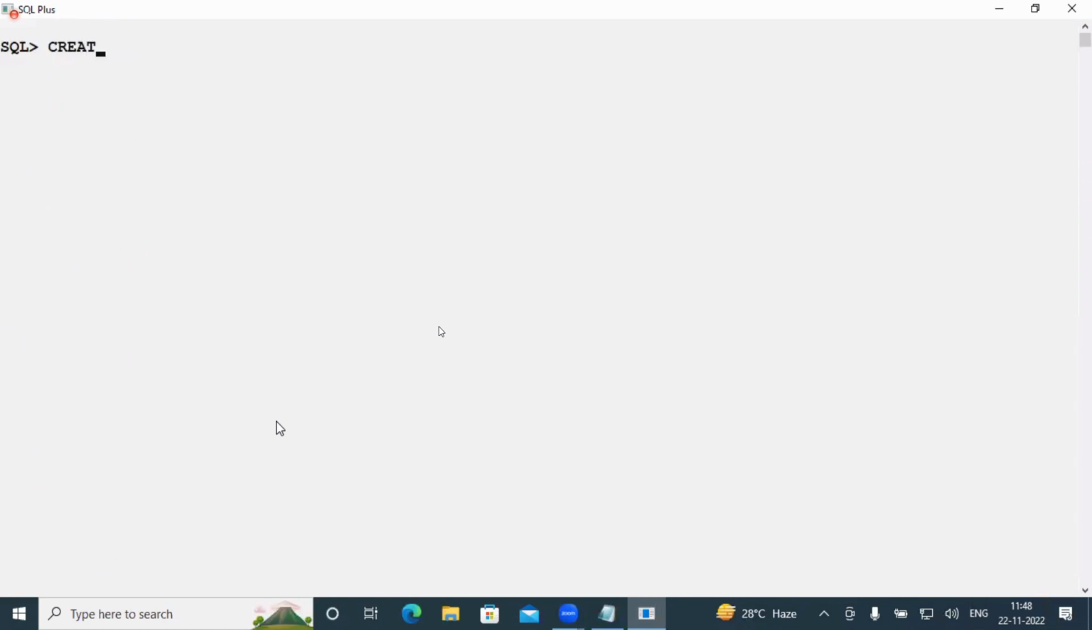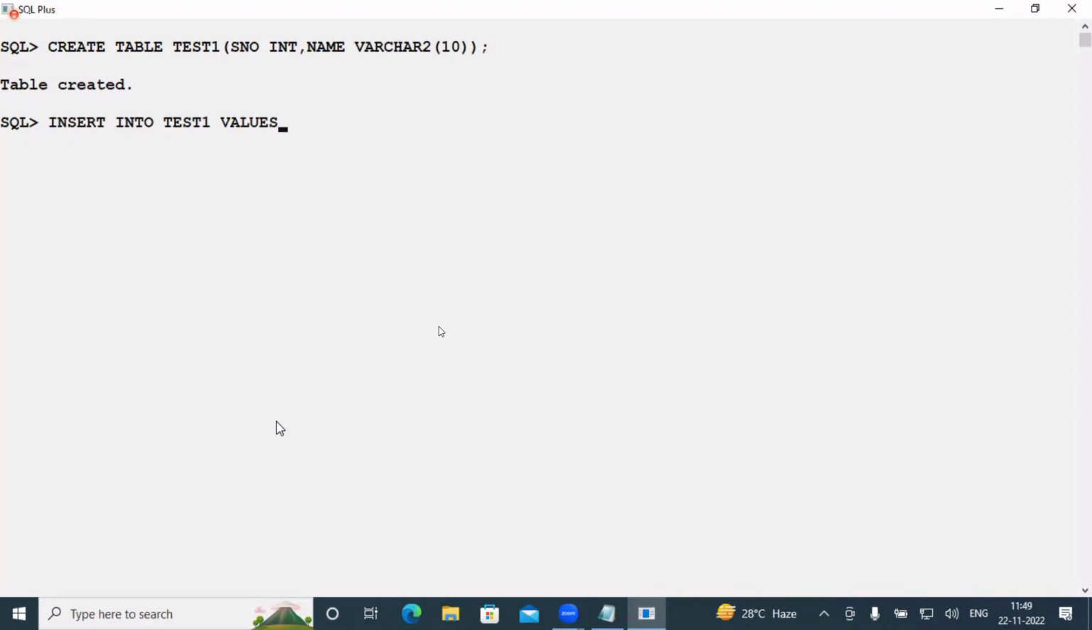First I will create a table. Create table test1, carefully observe, a small table I'm taking. An int column and name as varchar2 of a size. So this is one table, and into this table now I'm inserting some data. 10 comma, the name is Smith. And the next one is 20 comma Allen.